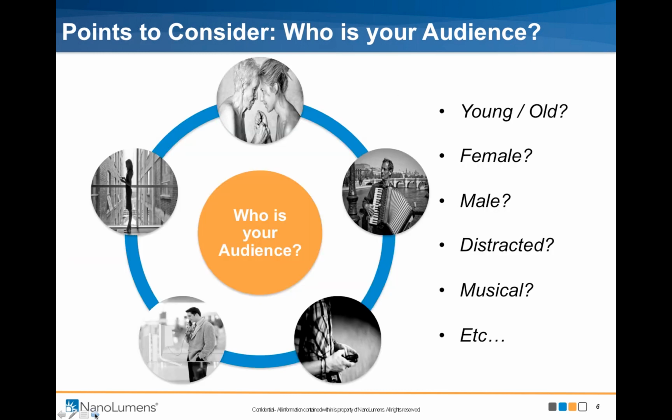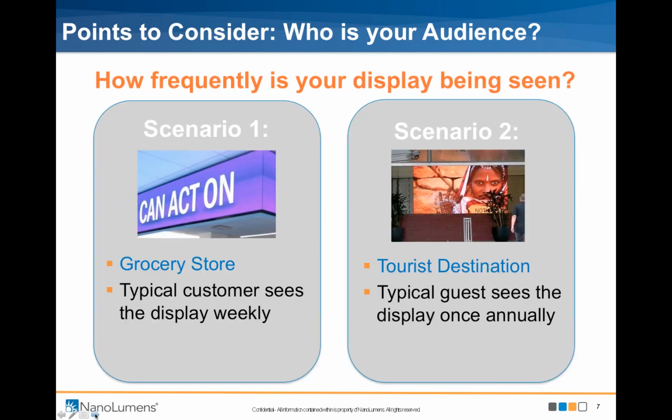And then you also need to know, are they young, are they old, are they female, male? I work a lot in Times Square, and in Times Square there's an enormous amount of visual distraction, and so you have to ask yourself, how am I going to stand out in that visual crowd? Or are you one display that's out there all by itself? So you have to ask yourself, who is your audience? Because these things all play into how you go about creating or acquiring content for your digital sign.